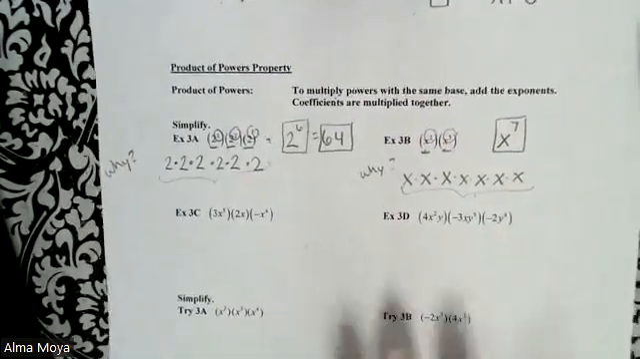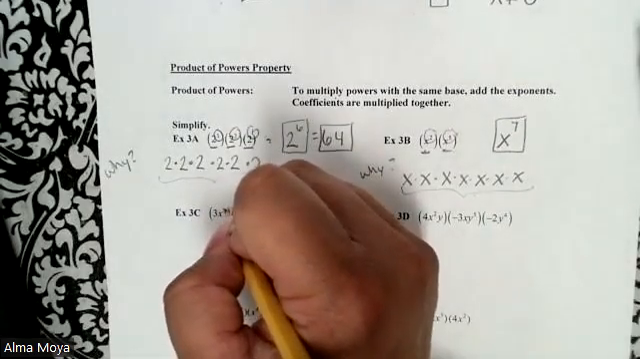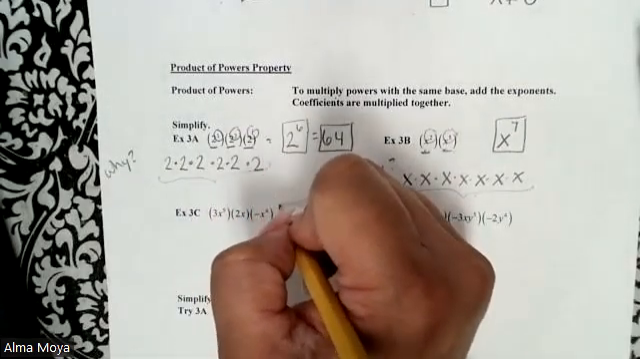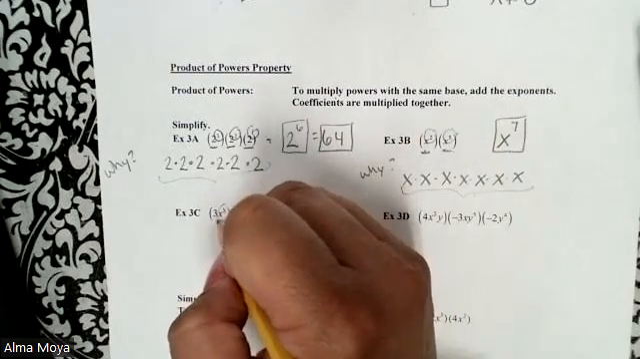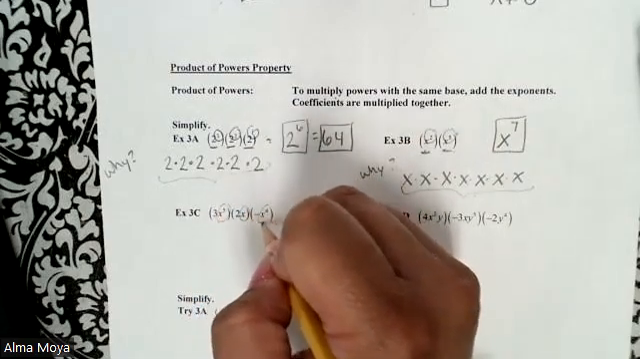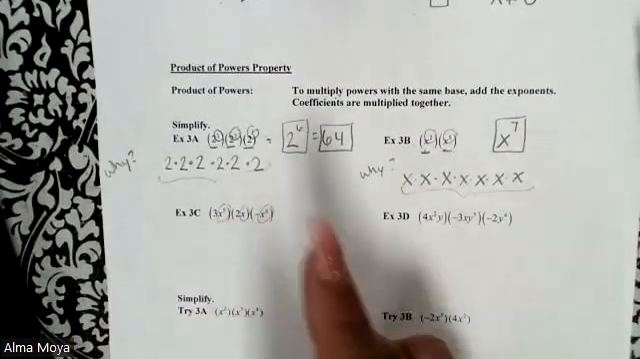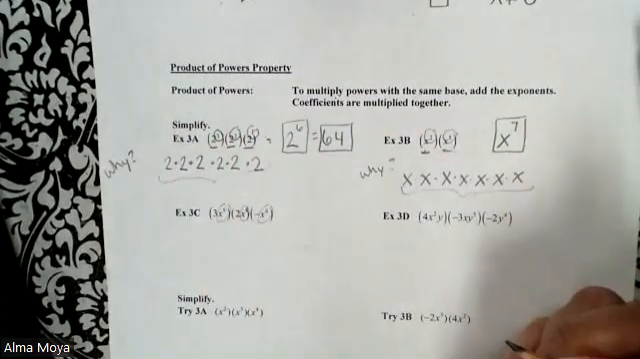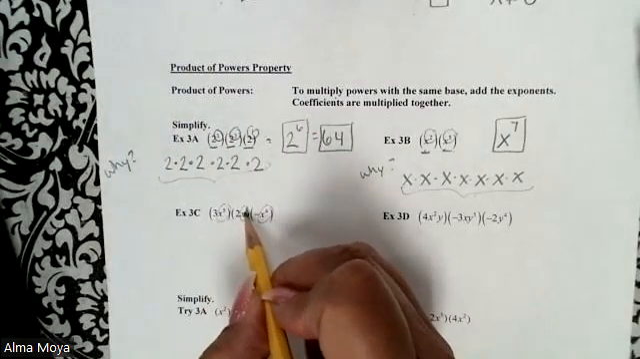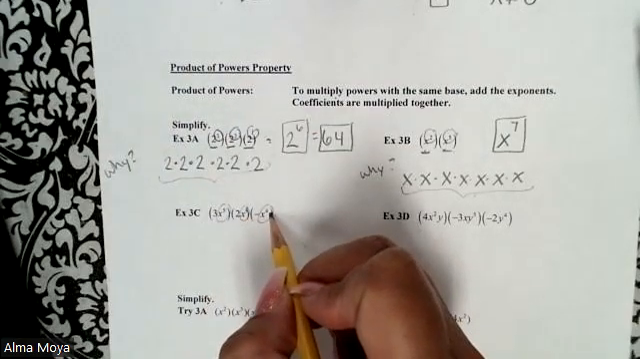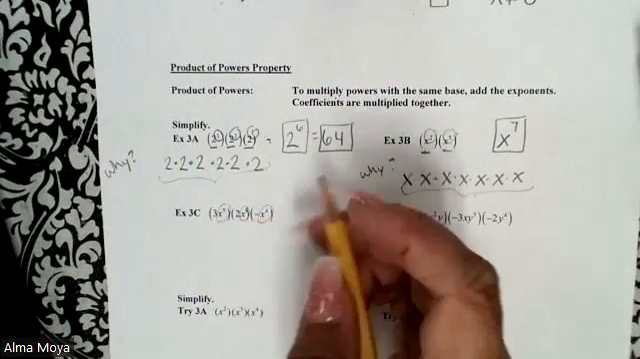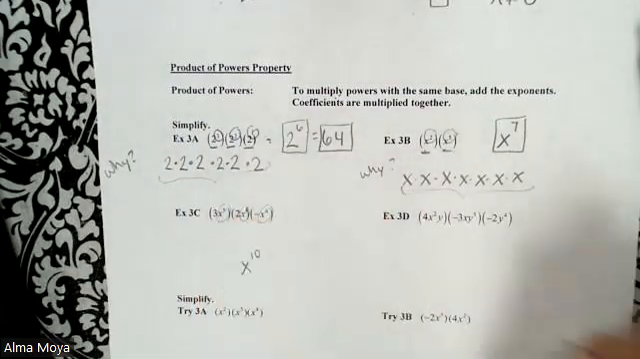This next one, we have a 3x to the 5th, a 2x, and a negative x to the 4th. Once again, we have the x to the 5th, an x, and then an x to the 4th. Let's just deal with the exponents first. So right here, there's a 1, you just don't see it. So 5 plus 1 is 6, plus 4 is 10. So that's 10 x's. So this is going to be an x to the 10 power.